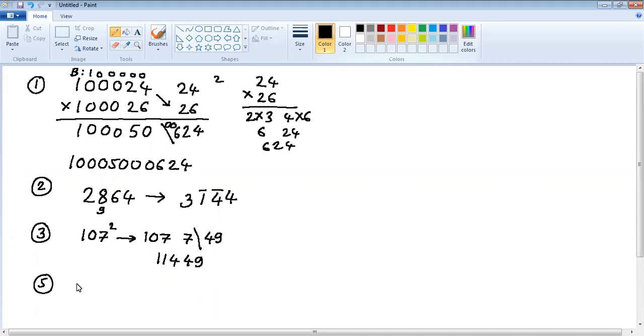Fifth question: what is the complement of 2500? We have studied that when there are zeros at the end, they remain as they are. Zeros at the end, on the right side, will remain as they are. For the remaining part, you apply the standard rule: all from 9, last from 10. 9 minus 2 is 7, last from 10: 10 minus 5 is 5. So the answer is 7, 5, 0, 0.